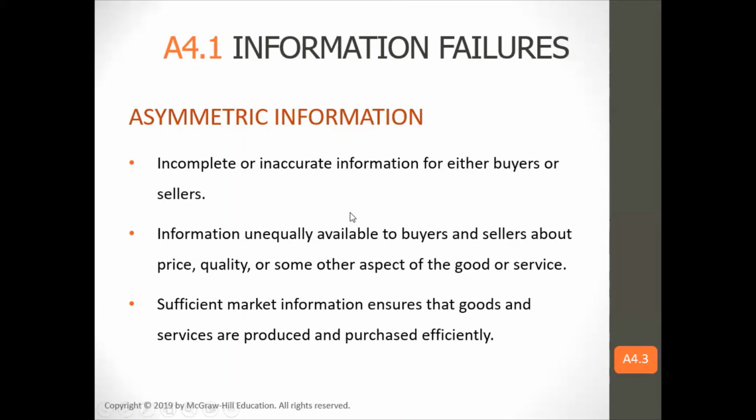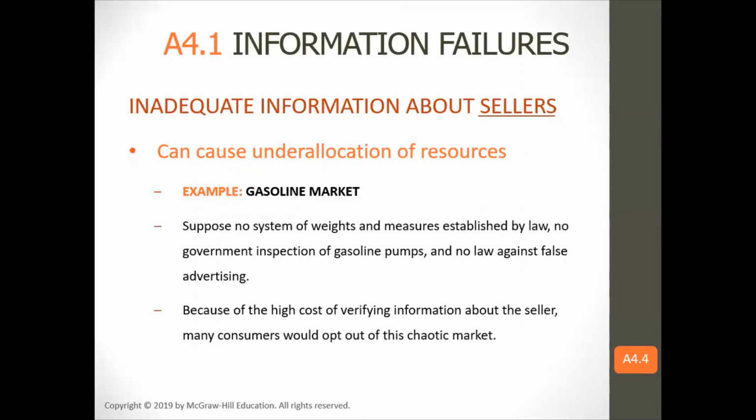So asymmetric information is when there's information that's not complete or accurate for buyers and sellers. People are not provided equally with information about price, quality, or some aspect of the good or service. So there needs to be market information sufficient across everybody. Everyone should be provided the same amount of information.